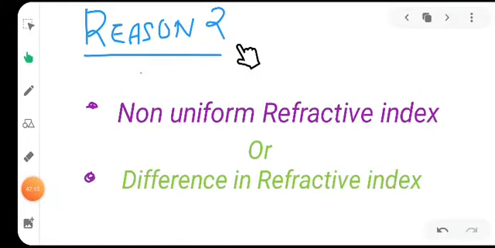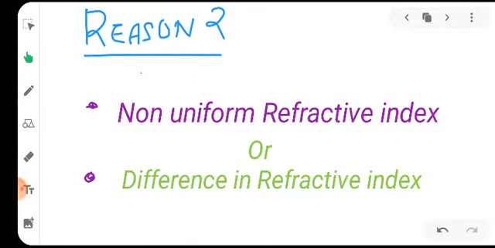Moving on to the second basic reason. The second reason why transparent materials are visible is non-uniform refractive index. What the hell is that now? Or rather, a difference in refractive index.